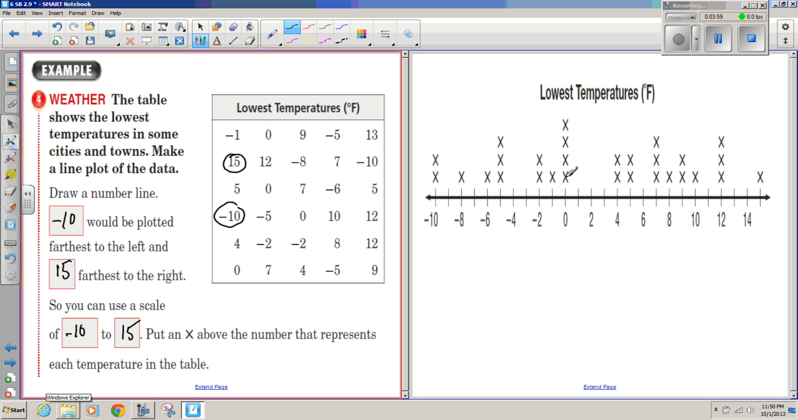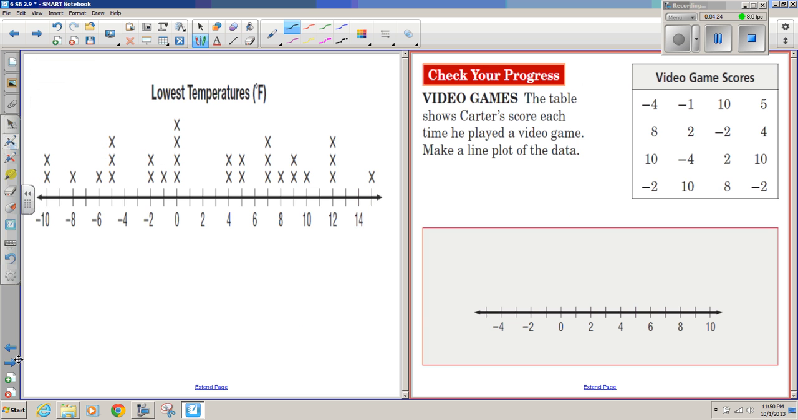So 0 happens 1, 2, 3, 4 times. 1, 2, 3, 4 times. 7 happens 3 times: 1, 2, 3 times. So basically each X represents how many times it happens. And if you think back to the last video, there was a table that said exactly that. The table said that you use a line plot to show how many times each number occurs in that data.